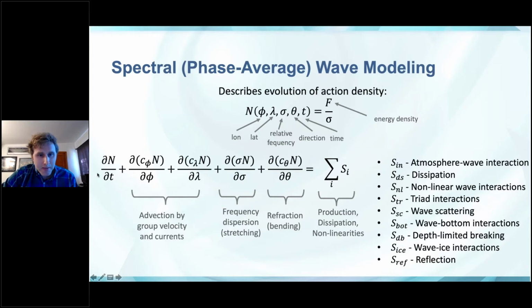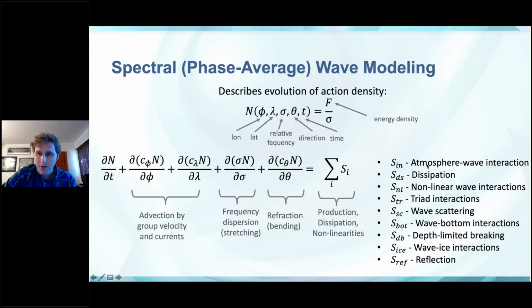And so the equation that's being solved in WaveWatch is this conservation equation below, where we have advection by the group velocity of the waves and ocean currents. There's a term for frequency dispersion, which stretches the waves, and then a refraction term that bends waves. And then all of the physics for production, dissipation, and nonlinearities are all parameterized on the right-hand side of the equation. And so these are things like atmosphere-wave interactions.